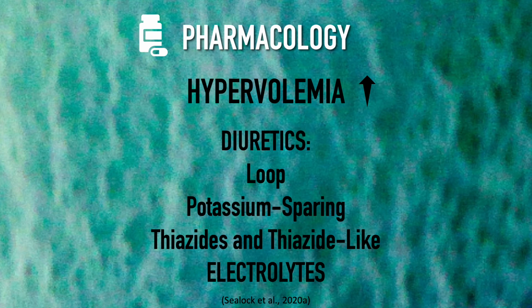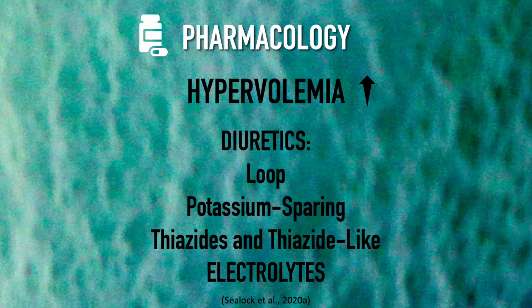Diuretics are the most common medication given in the case of hypervolemia. Diuretics act on the kidneys in order to increase diuresis. There are three main classifications of diuretics: loop diuretics, potassium-sparing diuretics, and thiazides and thiazide-like diuretics.